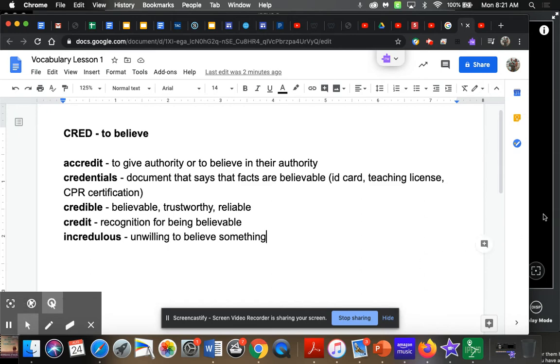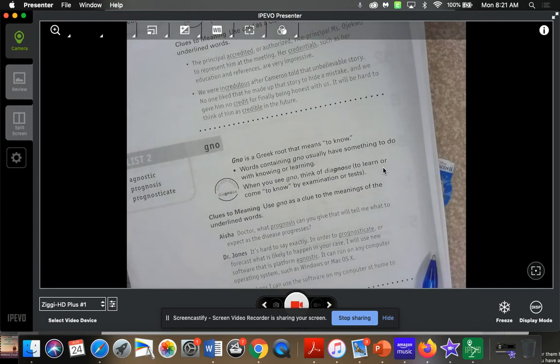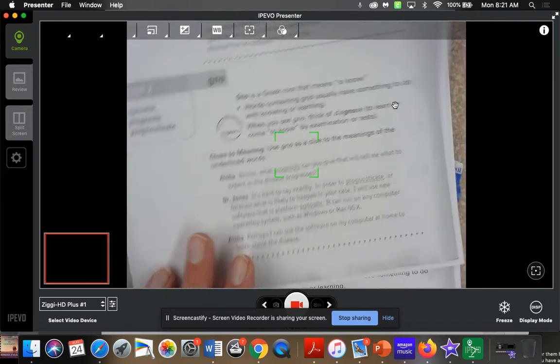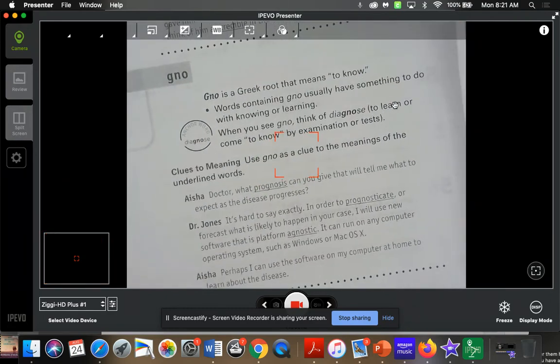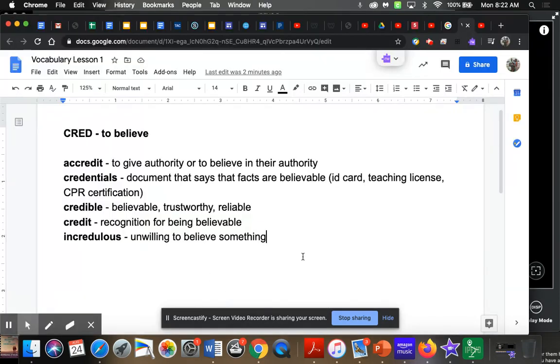Okay, so the next, on the bottom of page 8, oh, I'm zoomed in. All right, on the bottom of page 8, we have this one here. We're going to zoom in a little bit. GNO. I like it, because if I see GNO, it tells me it means to know. So cred means believe. GNO means to know. And our 3 words are agnostic, prognosis, and prognosticate. So I'm going to add those here.